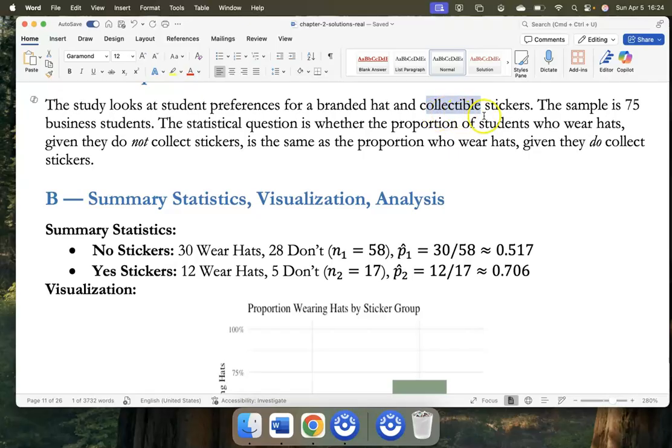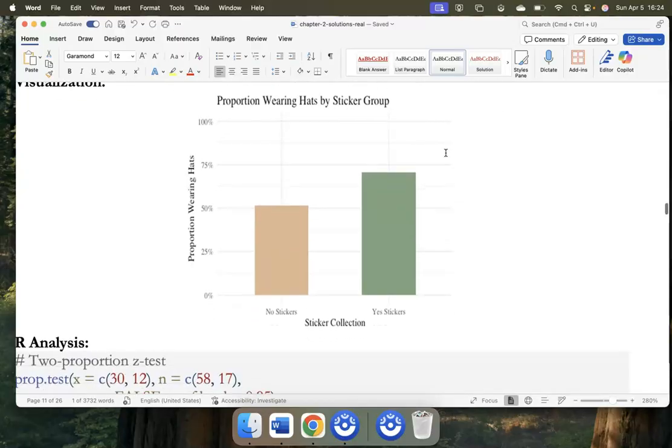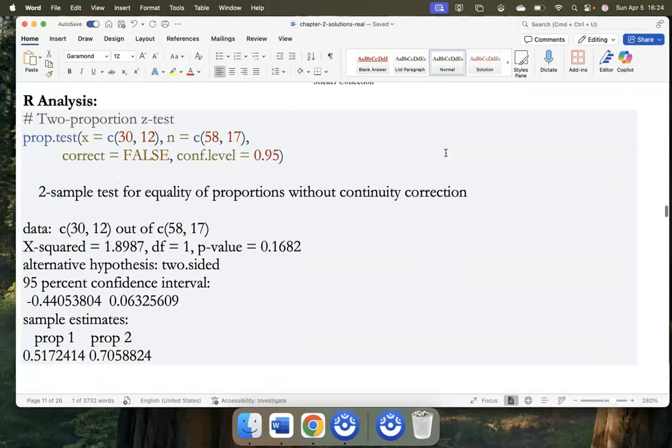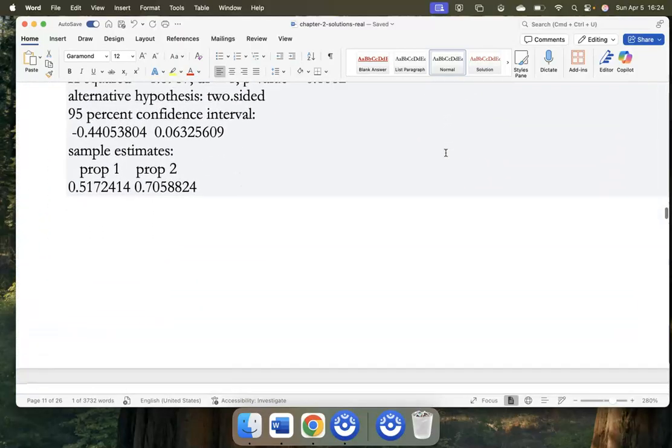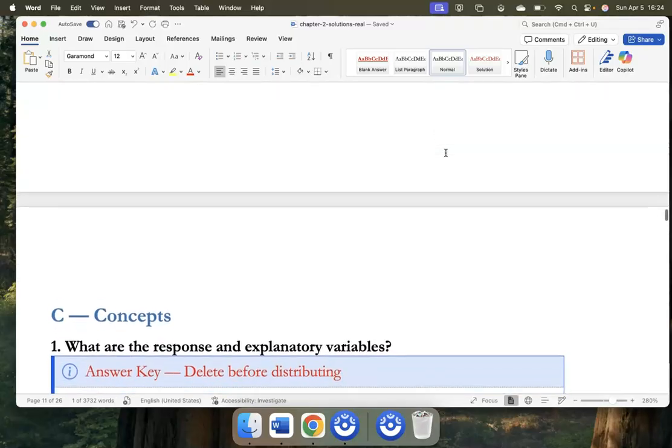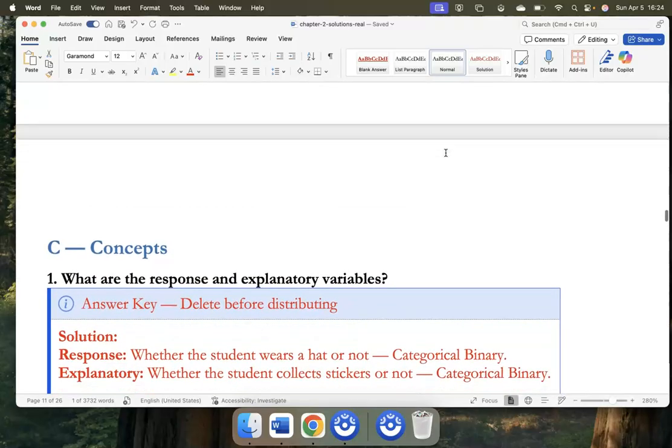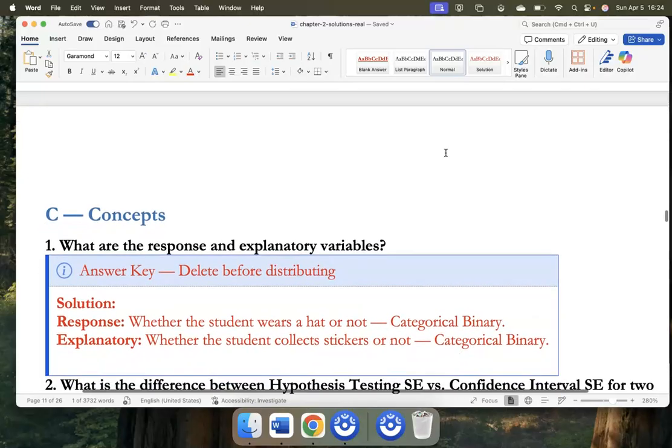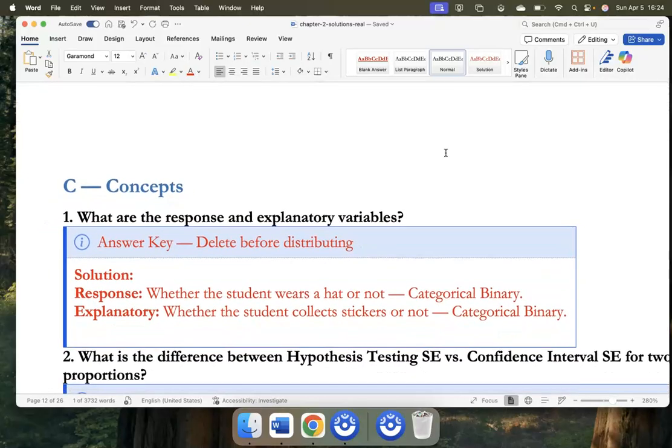Since the statistical question is framed in the sense of whether collecting stickers has an impact on wearing hats, the explanatory variable is going to be collecting stickers, and the response variable is going to be wearing a hat. Okay, wearing hats or not. And again, both of them are categorical binary.